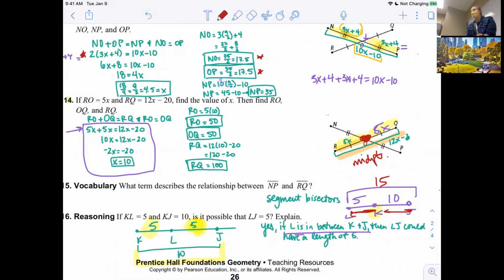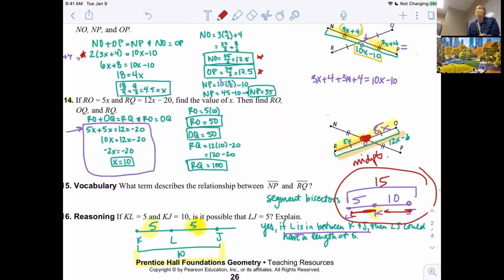The very last one is what we call a reasoning problem. It's just like, can you draw it? Kind of like a challenge. It says if KL is 5 and KJ is 10, is it possible that LJ is 5? Yep, I drew it. If you put L in between K and J, you could make that work. However, I drew what we call a counterexample over here, which is if you put K in the middle, it would not work. I know, that's a bummer, right? You have to make sure that you know it's because L is in between K and J.